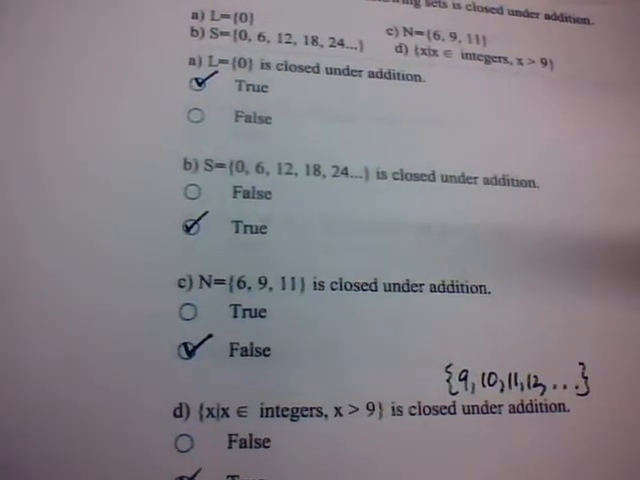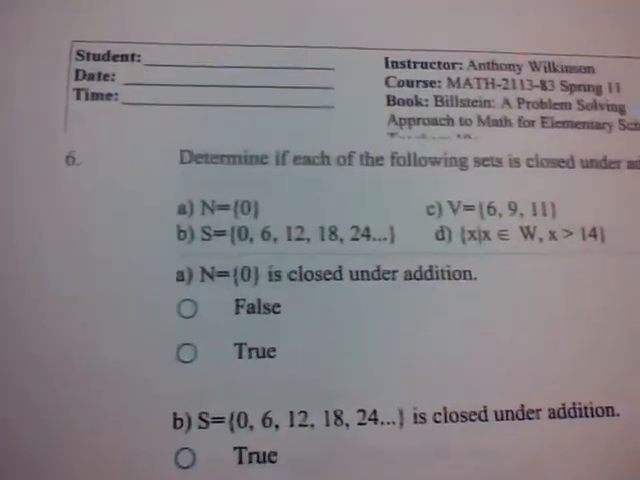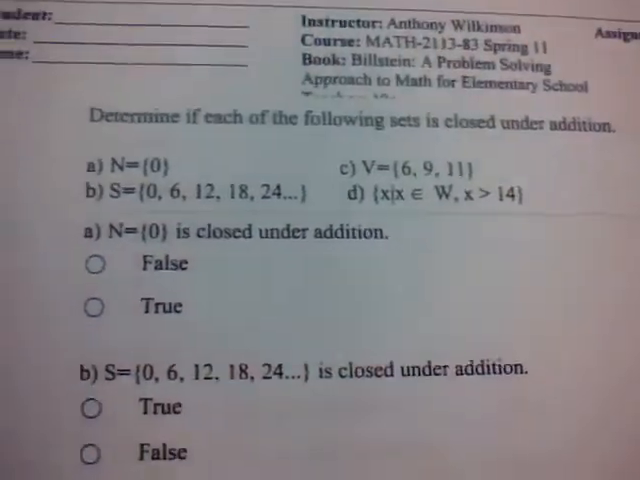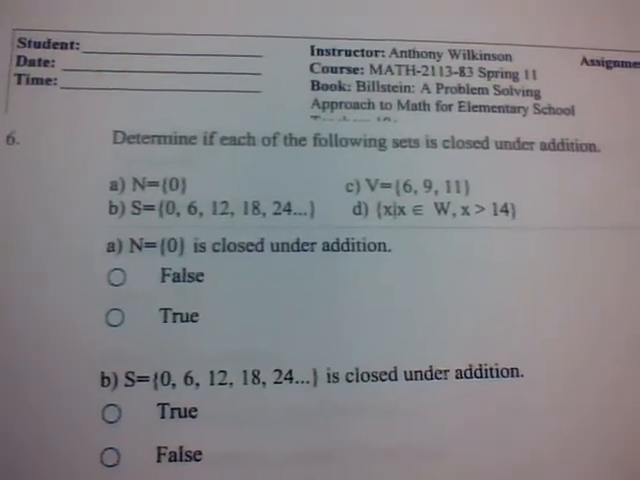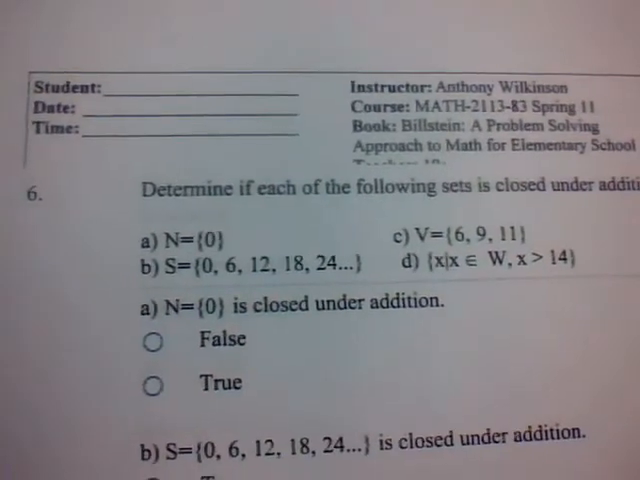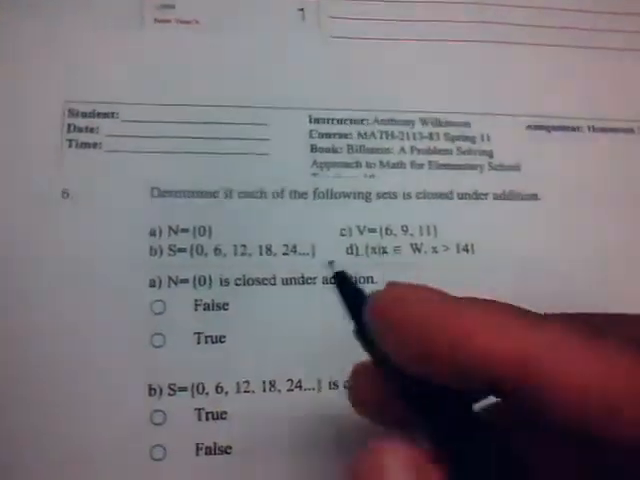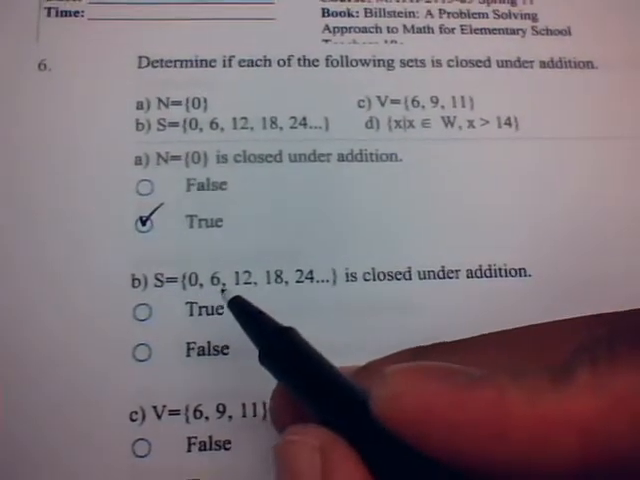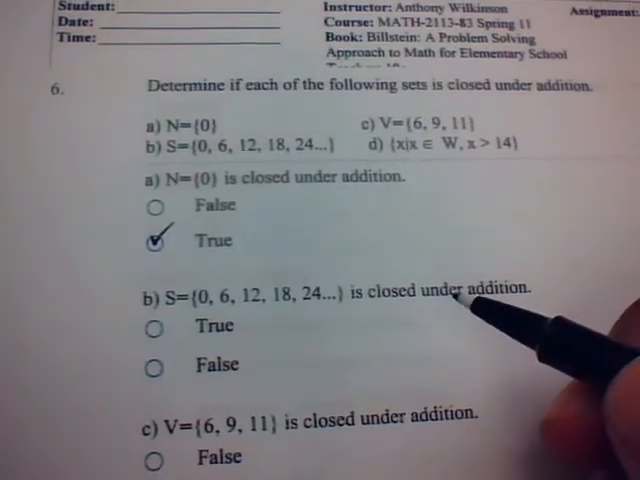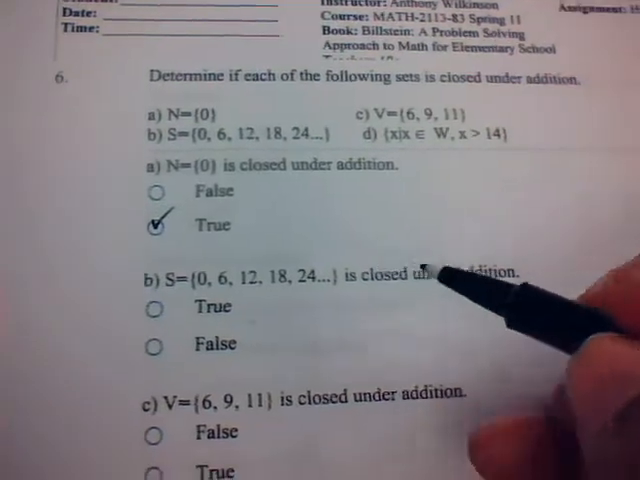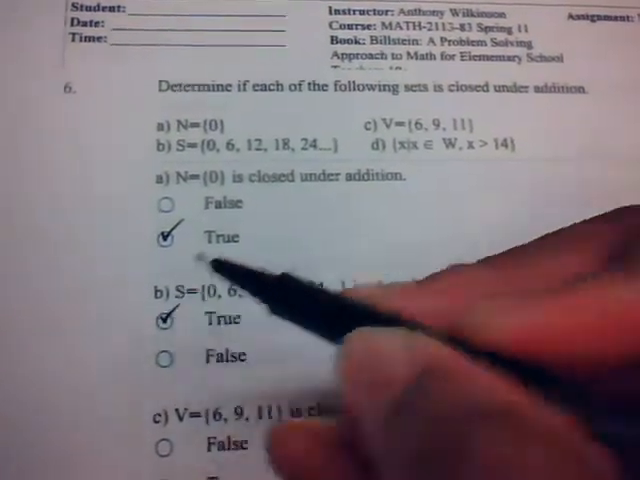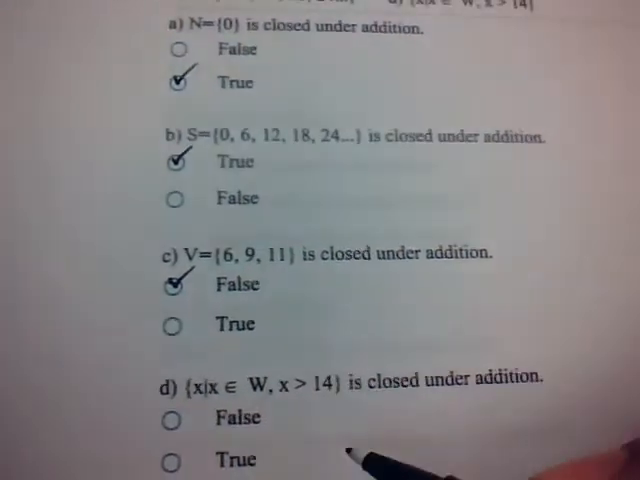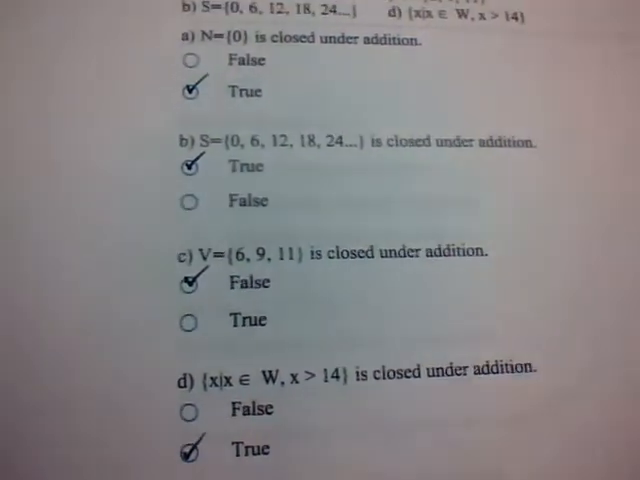Okay, let's look at the next problem, number 6. Here's another set of problems that are closed under addition. And I'll pretty much quickly go over those. Part A, N is the set 0, closed under addition. That's true. This one is also true. This one, of course, is false. And this next one is true.